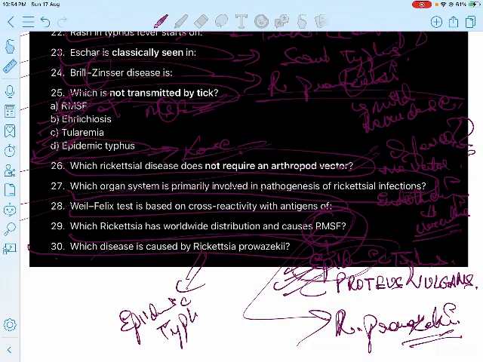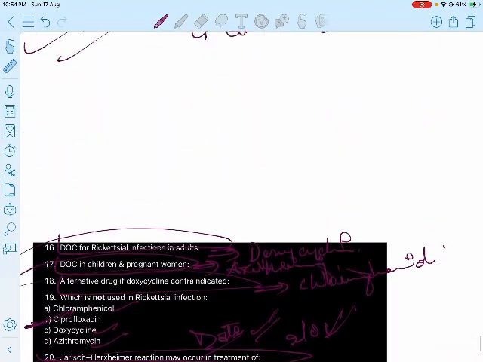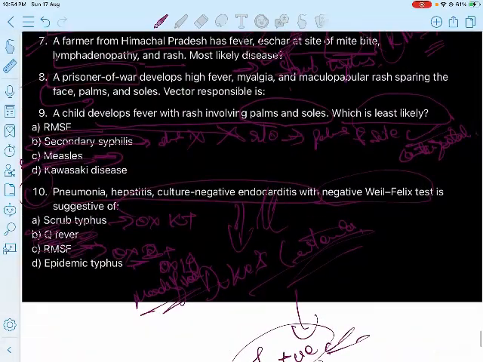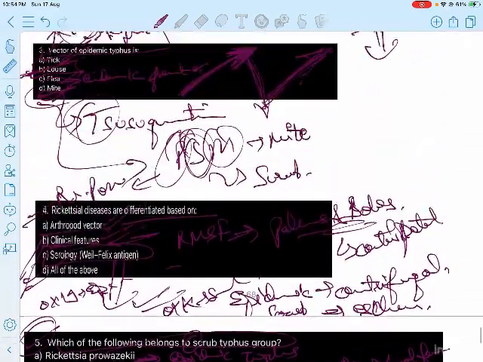So these are all the questions that have been asked or are potential questions for your future exams. So kindly do practice them. These are really very high yield.